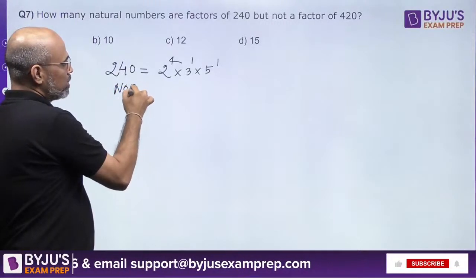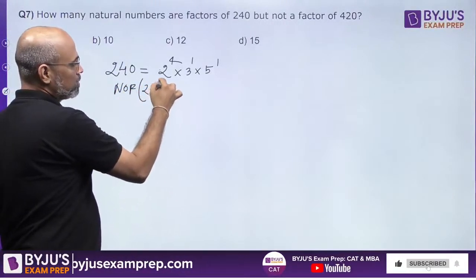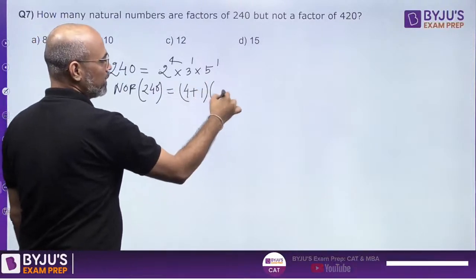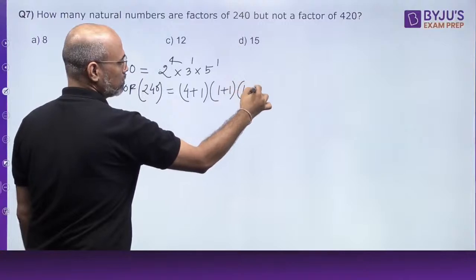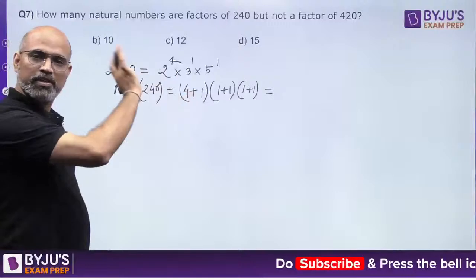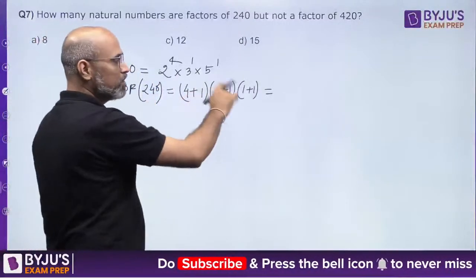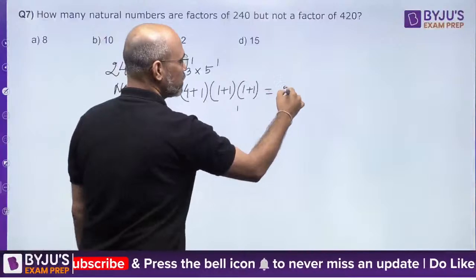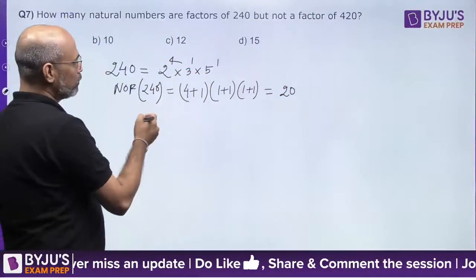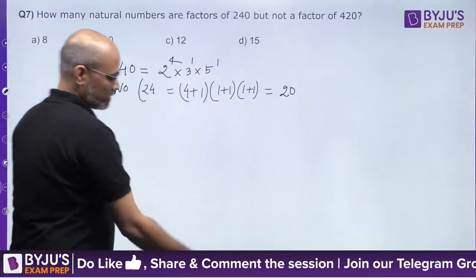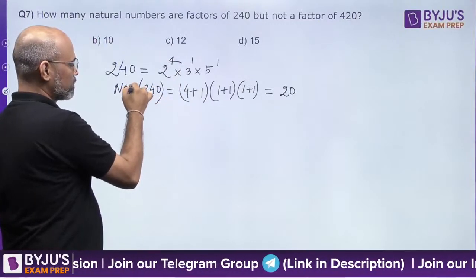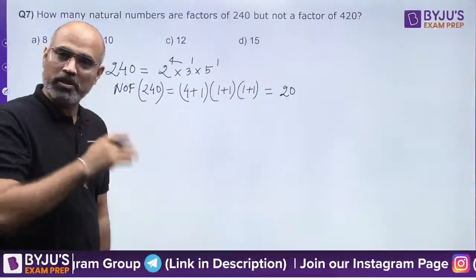Now, what are the total number of factors of 240? How do we solve it? You take the powers, add 1 to it and eventually multiply. That's how you are going to get the number of factors. I believe everybody is aware of that, how to calculate number of factors. So 5 into 2 into 2, which is going to give us 20. So we can see that there are a total of 20 factors of 240. NOF here stands for number of factors. Okay, I've used an abbreviation.